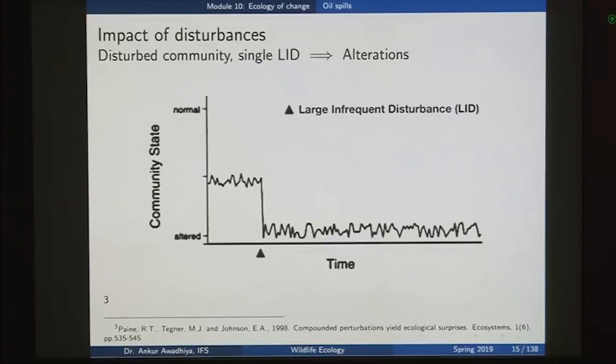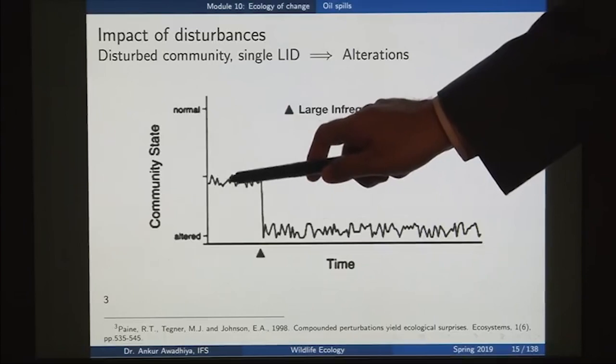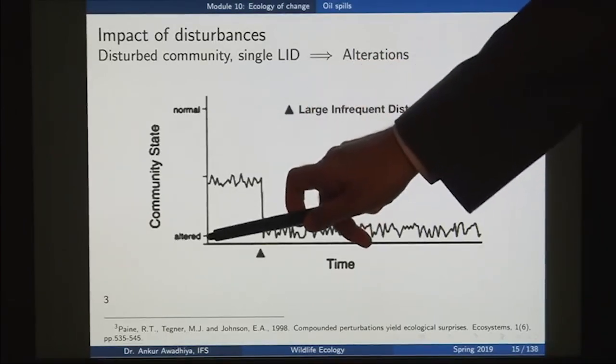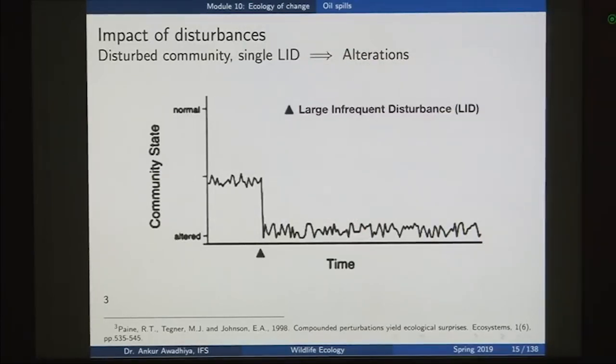Now, there can also be a third situation. This third situation is when you have a community that is not normal from the beginning. So, it is already suffering from some level of disturbances. So, it is not a completely altered community, it is not a normal community, it is somewhere in between. Now, a good example would be a forest that has a lot of insect infestation. So, in that case, most of the trees are diseased trees and they are not normal trees, so to speak.